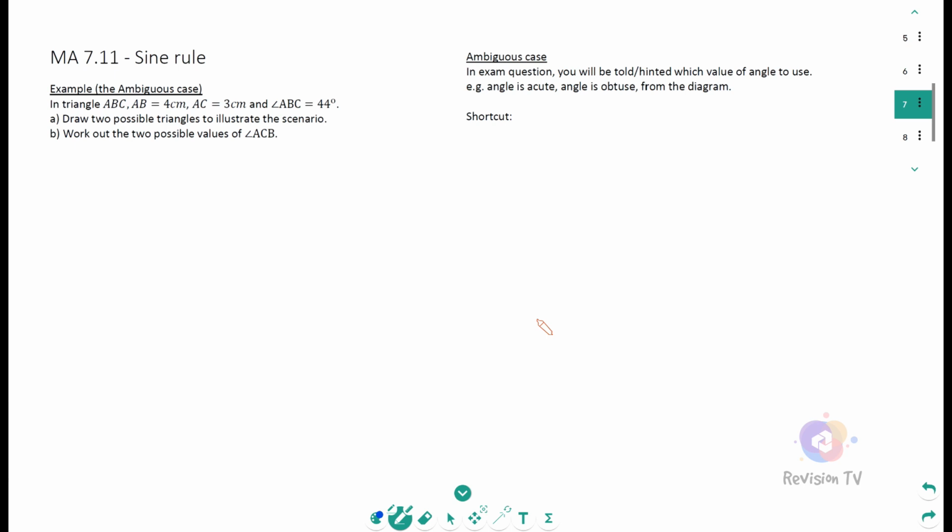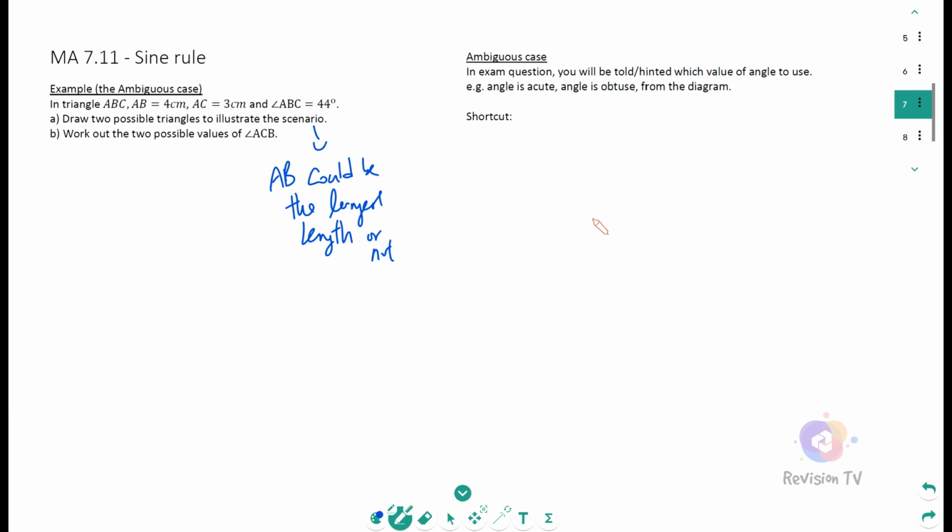Well, why are there two scenarios? Why are there two possible triangles? The reason is that AB is 4 centimeters, so AB could be the longest length. That's one scenario. And the other scenario is AB is not the longest length, then you have another triangle.